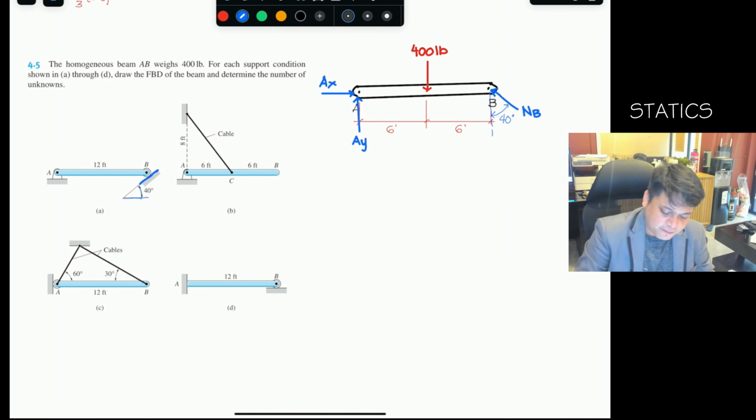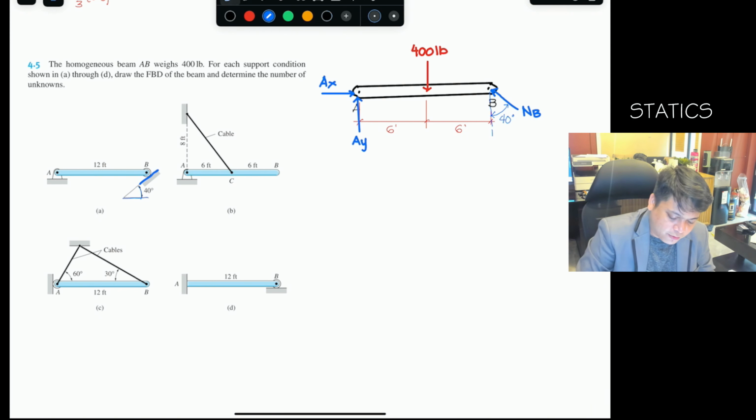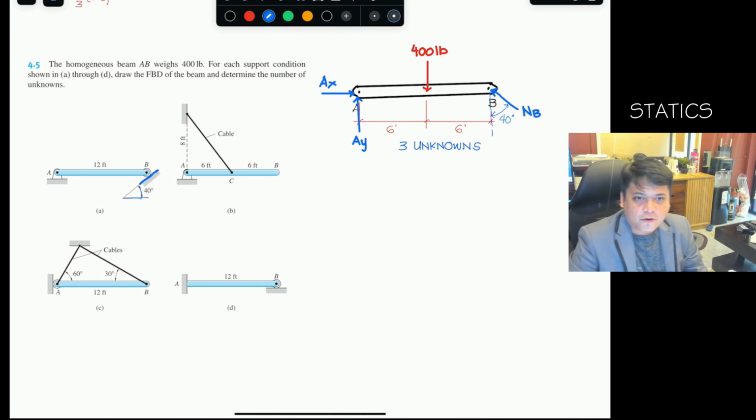Okay? So the number of unknowns: AX, AY, and NB. So meron kang ilang unknowns? Meron kang 3 unknowns. Okay? So this is now for problem 4.5a.